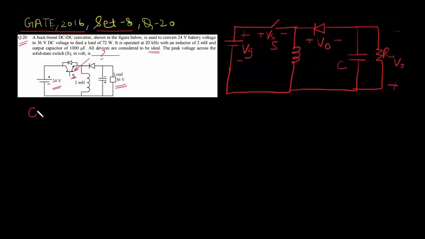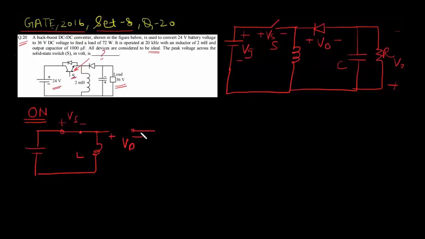Now let's see what happens when switch S is on. So your equivalent circuit during on period is, as switch S is ideal, the voltage across S when it's on is 0. Let's see the diode voltage when switch S is on, to see whether the diode is forward biased or reverse biased.